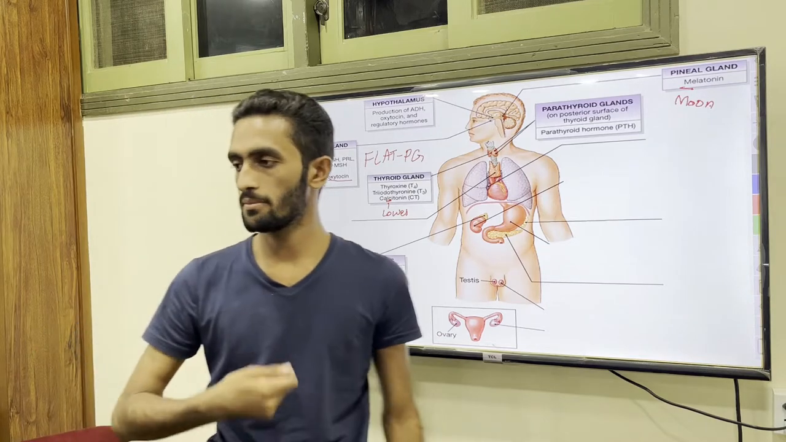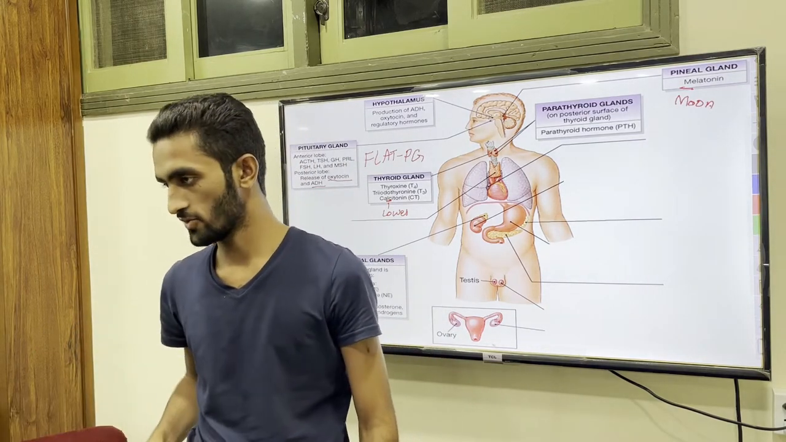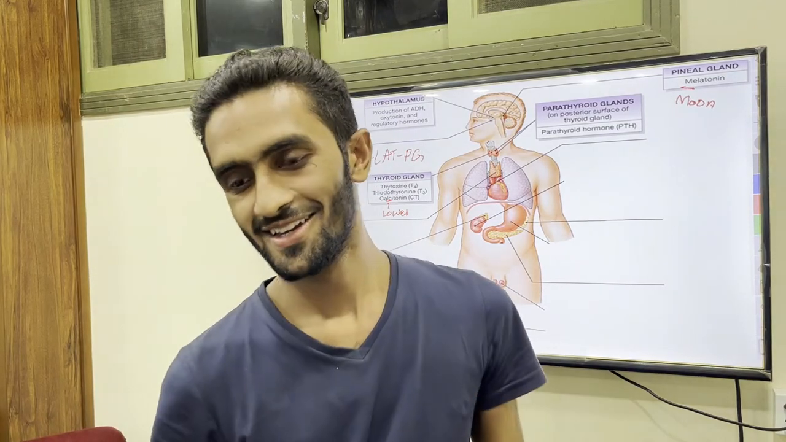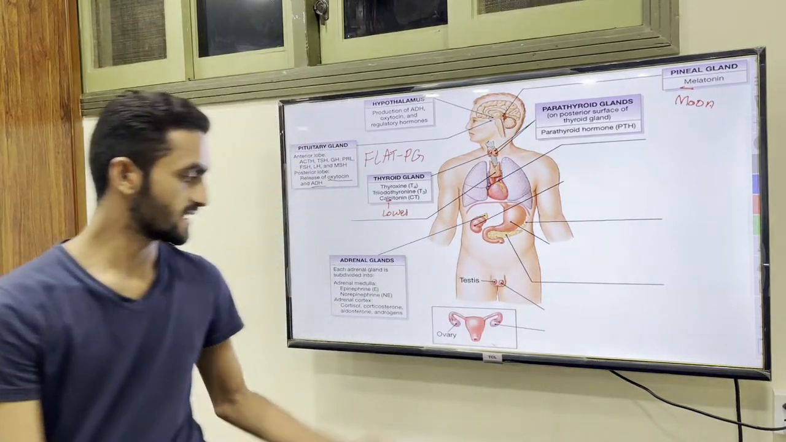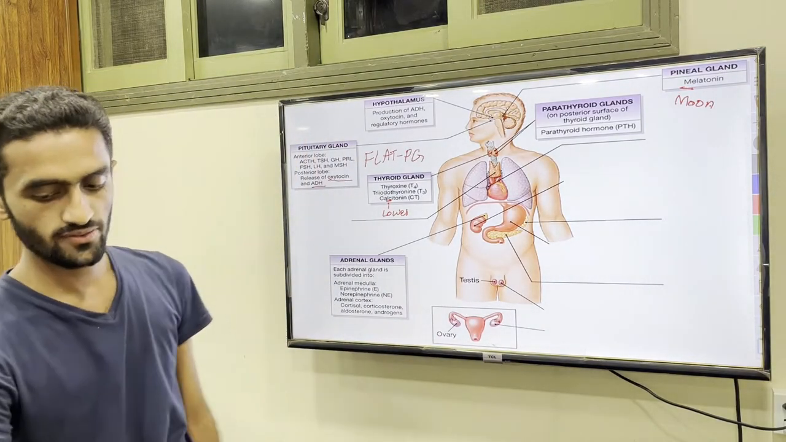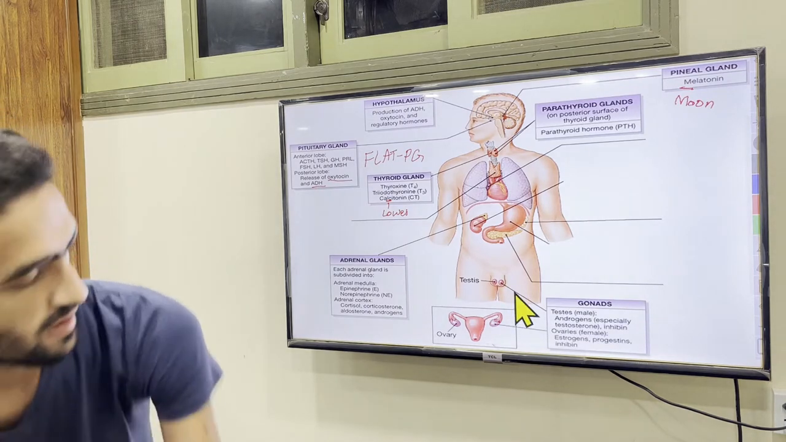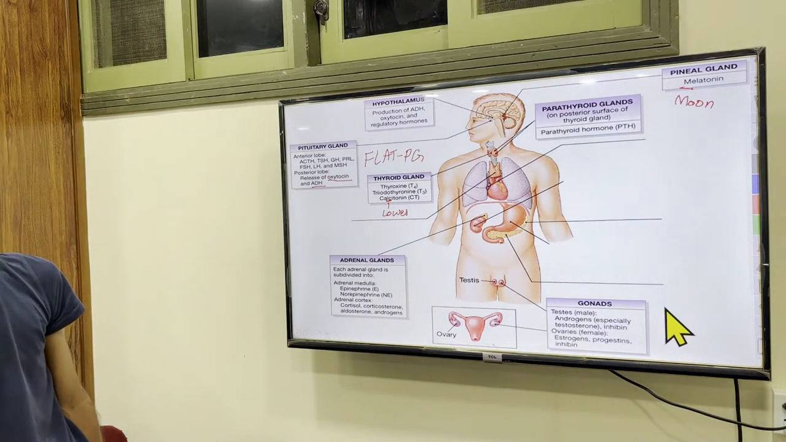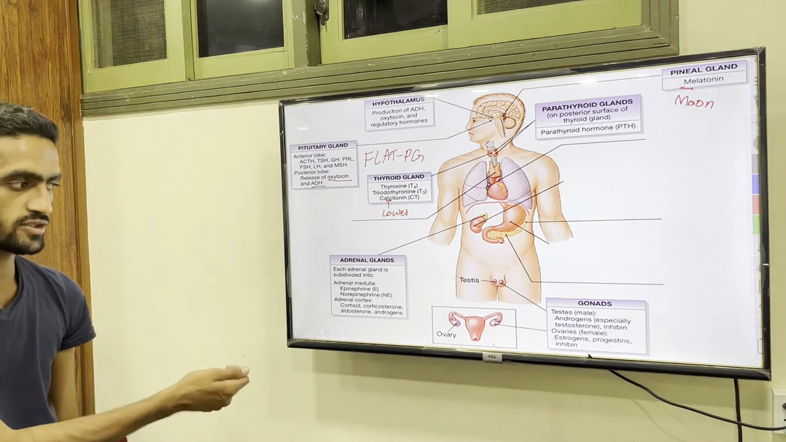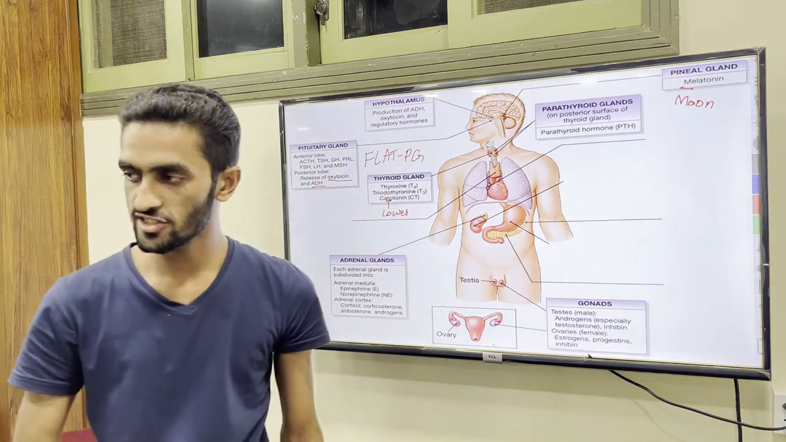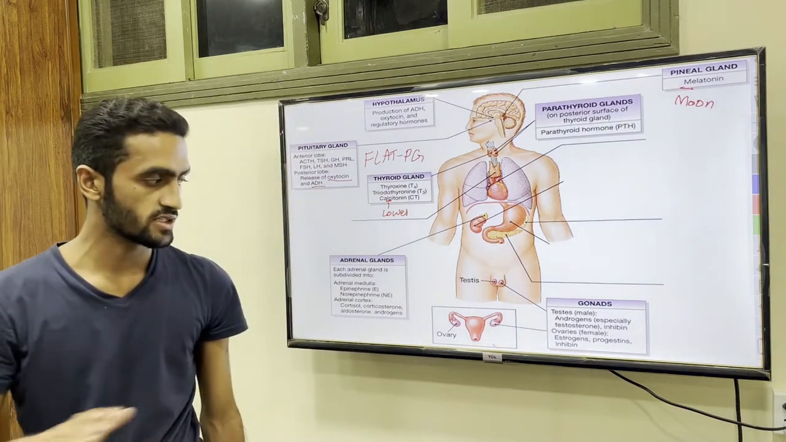If you give someone exogenous melatonin, they go to sleep within the next few minutes. The others are the testes and the ovaries, the gonads. The testes secrete androgen hormones, basically testosterone. First the testosterone is secreted, then it is converted into estrogen or progesterone.